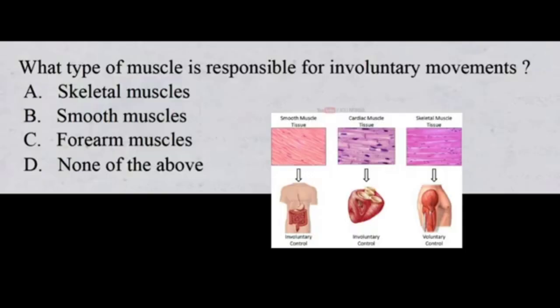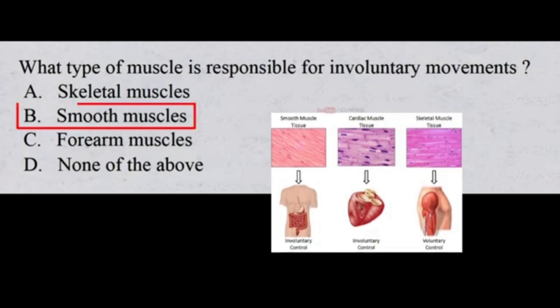What type of muscle is responsible for involuntary movements? A. Skeletal muscles. B. Smooth muscles. C. Forearm muscles. D. None of the above. And the correct answer is B. Smooth muscles.